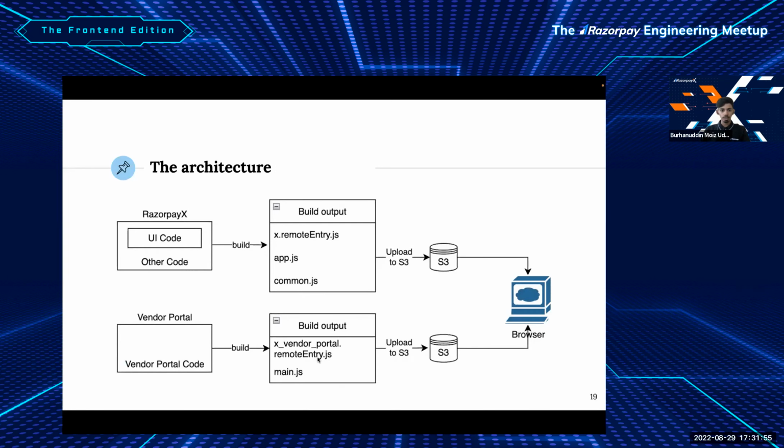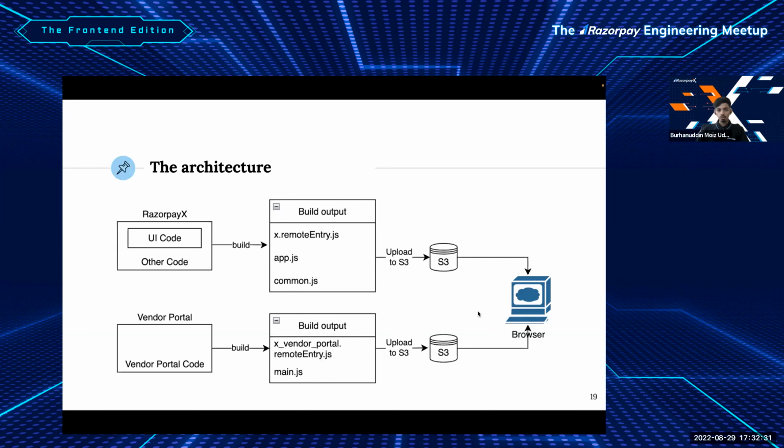To give you an idea about what the architecture will look like with module federation, you have the Razorpay X code, the UI code inside Razorpay X, and the vendor portal code. They can be built independently of each other. They will both generate a remote entry file. For X, we call that file x.remoteentry.js. Similarly, xvendorportal.remoteentry.js. Both outputs get uploaded to S3, and at runtime in the browser, both the bundles get loaded. Obviously, vendor portal gets lazy loaded, and they just work thanks to Webpack.